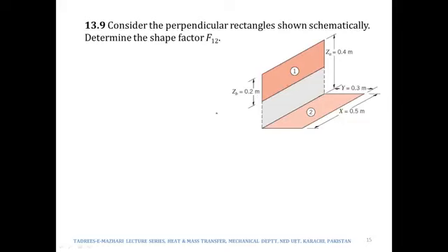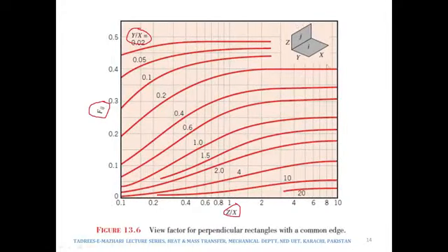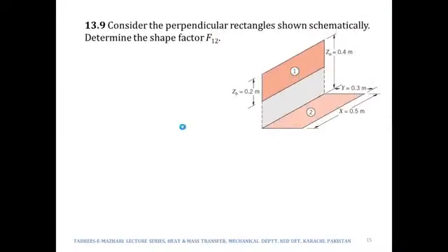So that we can make use of this diagram, of this chart. Unless the two surfaces are rectangular but they are not sharing a common edge, then we would not be able to use this particular diagram to read out the value of Fij. Now the question is how we can make the surfaces share a common edge.